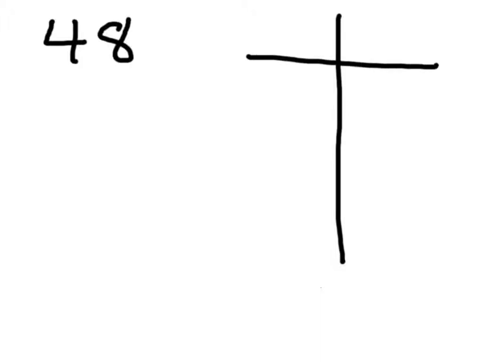We can think of the number 48 as having 8 ones and 4 tens. We can show the 8 ones on a place value chart by drawing 8 dots or circles in the rightmost column, the ones column. Since the number 48 has 4 tens, we draw 4 dots in the tens column.